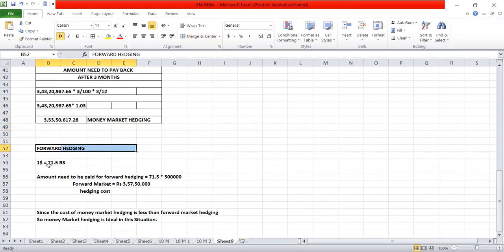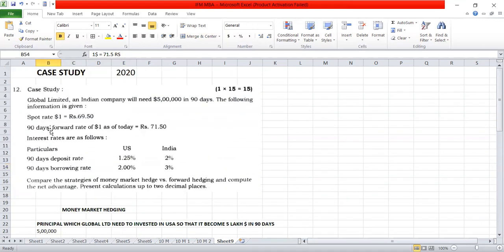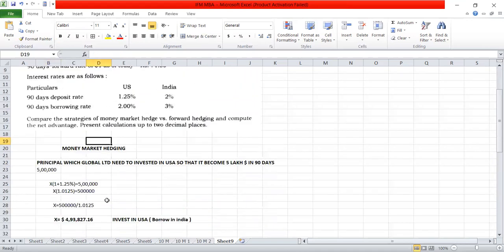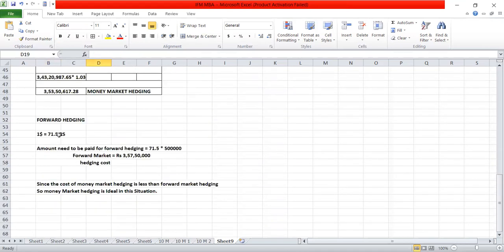In forward hedging, what will happen? See the forward rate given for 90 days. Forward rate is 71.50. I hope you're understanding this problem. Now the forward rate was 71.5. The amount to be paid for forward hedging is 71.5 rupees for $5 lakh. So 71.5 into 5 lakh, that is 3 crore 57 lakh 50,000. This is the forward market cost.